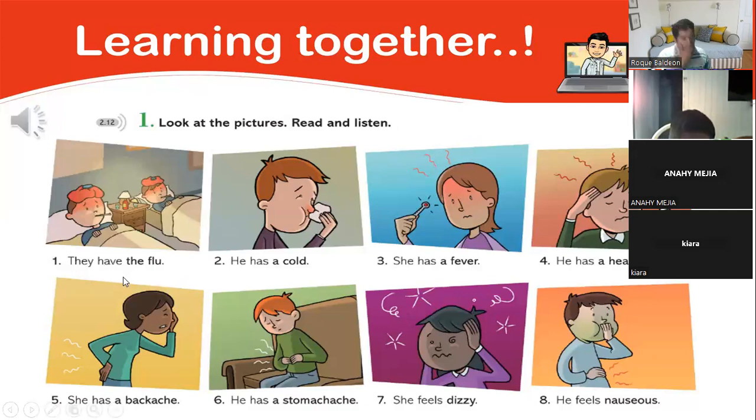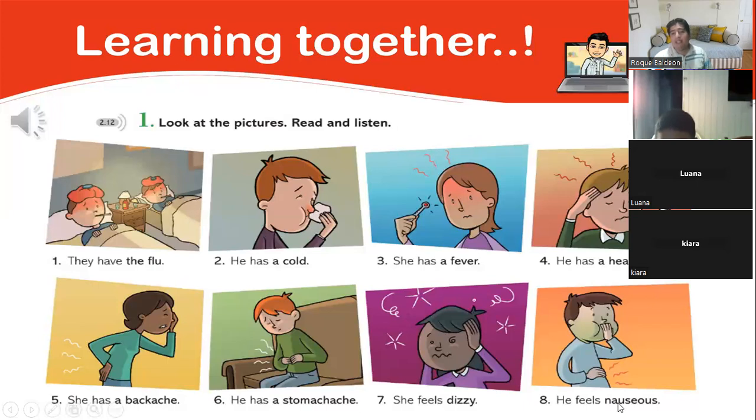They have the flu. He has a cold. He has a fever. She has a fever. He has a headache. She has a backache. He has a backache. She has a stomachache. She feels dizzy. He feels nauseous.